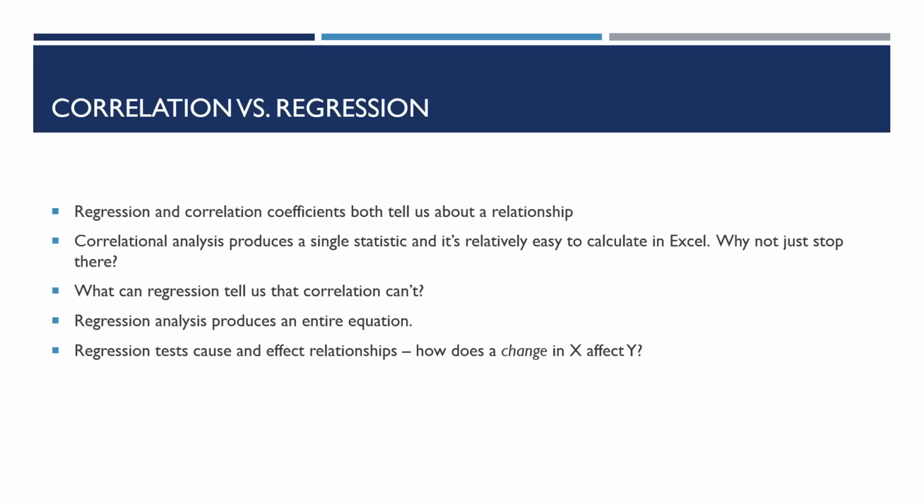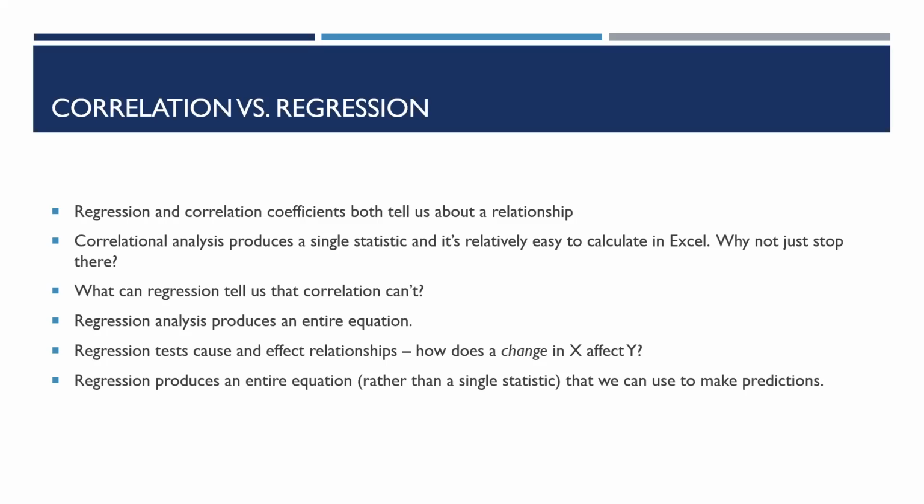Rather than just looking at how two variables, X and Y, move together, regression will allow us to know precisely how a change in X affects our outcome, our Y. So it produces an entire equation with lots of different statistics that we need to look at, rather than a single statistic, as we would get with correlational analysis. And what this equation does, since it tells us how changes in X affect Y, is it allows us to make predictions. That's why regression is such a powerful tool.